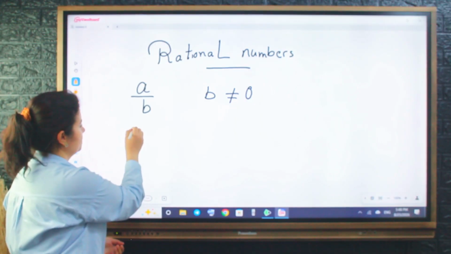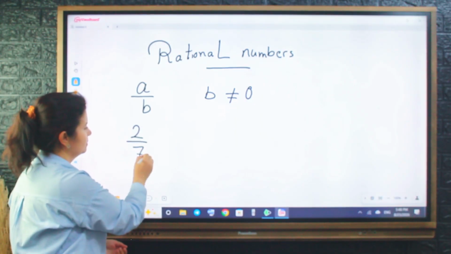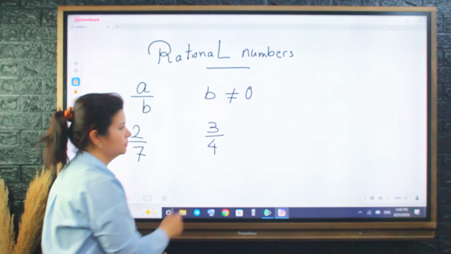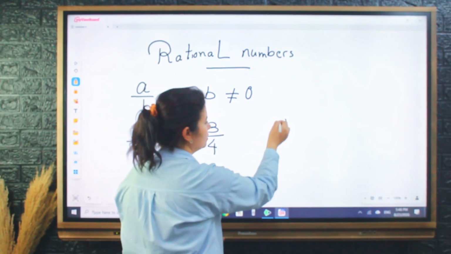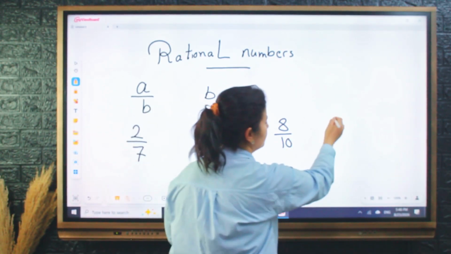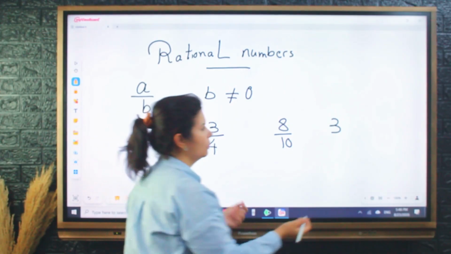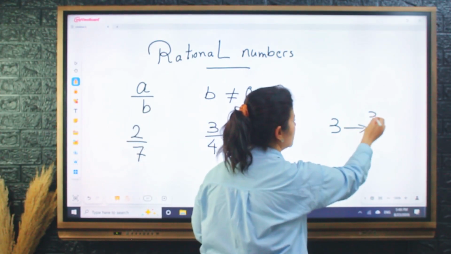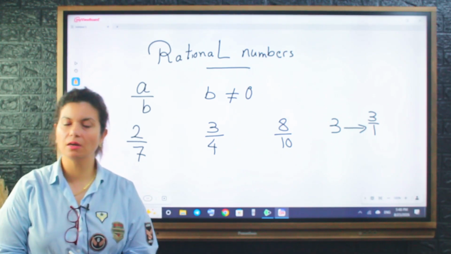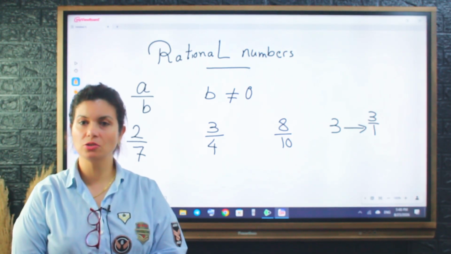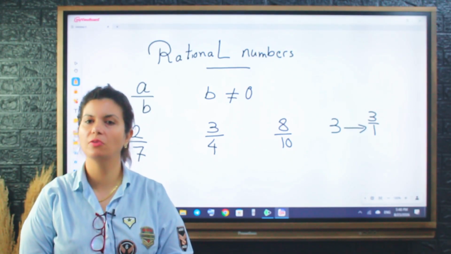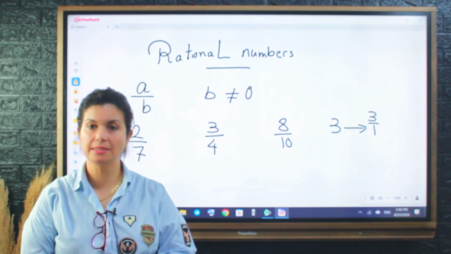Such as 2 over 7, 3 over 4, 8 over 10, and also 3. 3 can be written in the form of a over b, 3 over 1. So what are the irrational numbers? The irrational numbers are the numbers we cannot write in the form of a over b, and let's see how.